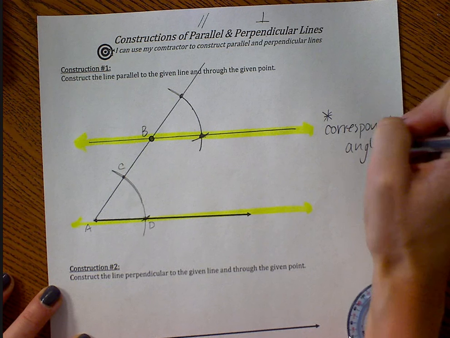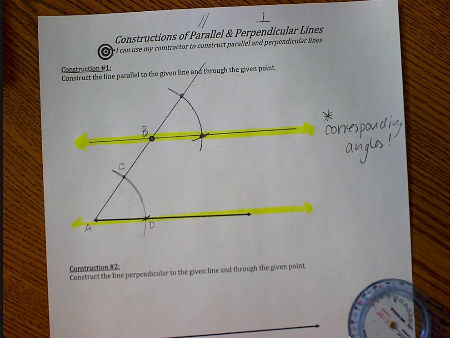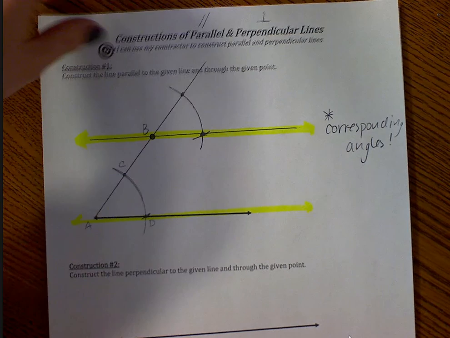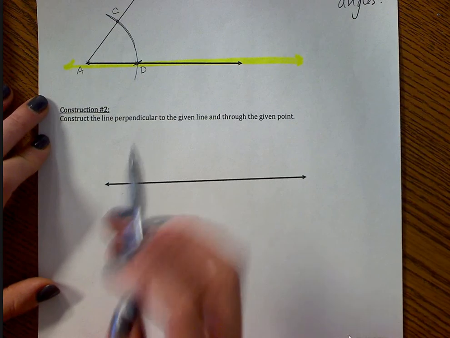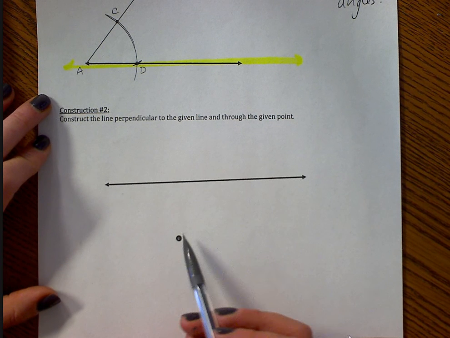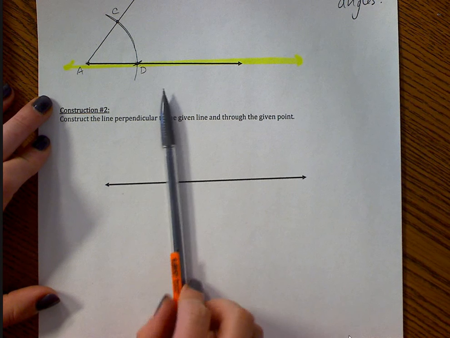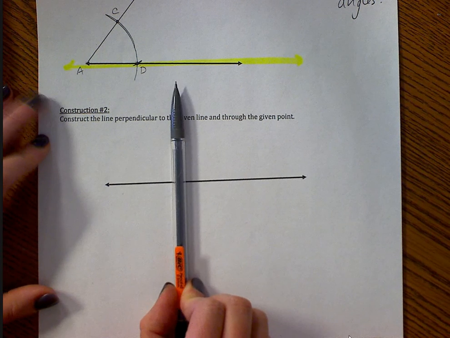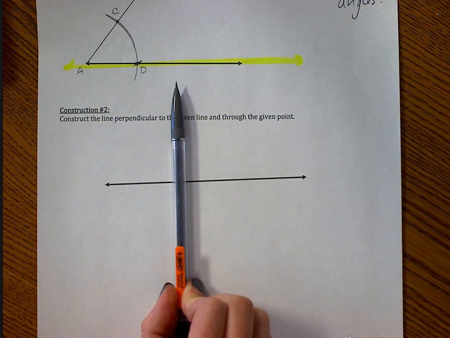Which is kind of good to know, and hopefully you can recognize that. Got corresponding angles there. Okay. For the next one, now we shift over into the perpendicular. So this says construct the line perpendicular to the given line through the given point. So I need to draw a line that looks something like that. It goes through that point, and it makes a right angle with the line they gave me.